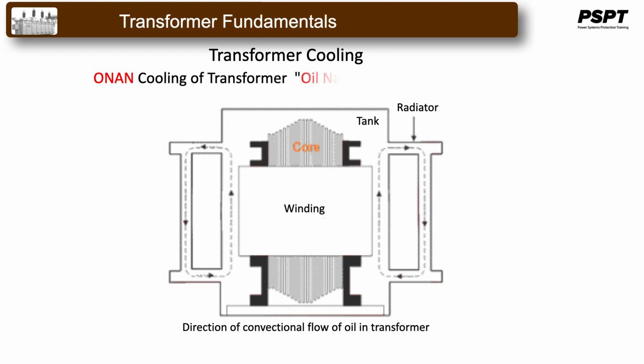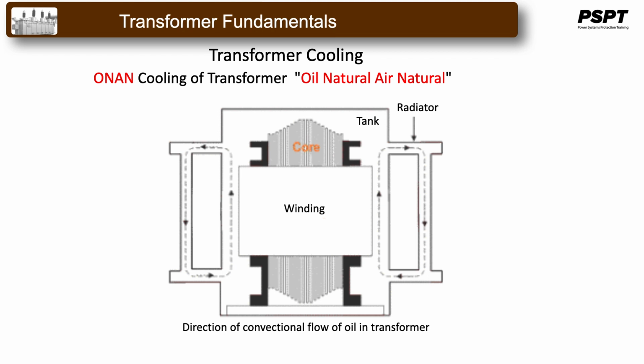ONAN, oil natural air natural cooling of transformers. This is one of the simplest transformer cooling systems there is. Here, the natural convectional flow of hot oil is utilized for cooling. The oil will absorb the heat from the transformer windings and core and is then migrated to the top of the transformer. It will then circulate naturally into the radiators, which will dissipate the heat into the atmosphere by natural conduction and radiation, thereby cooling.